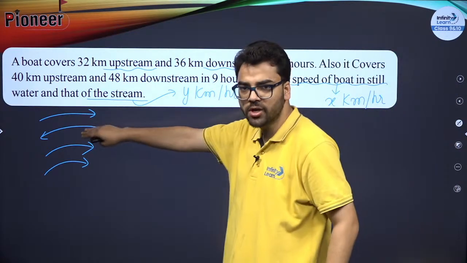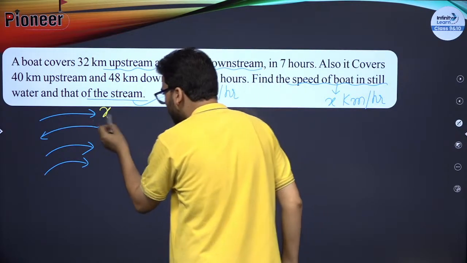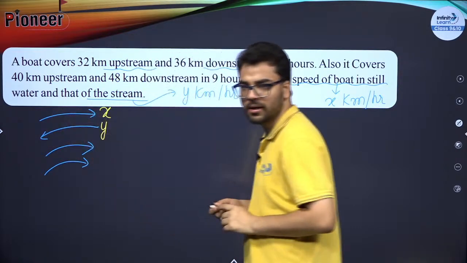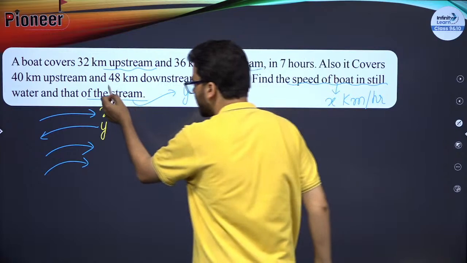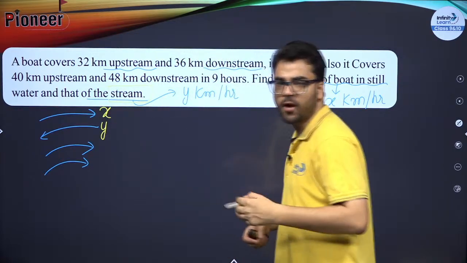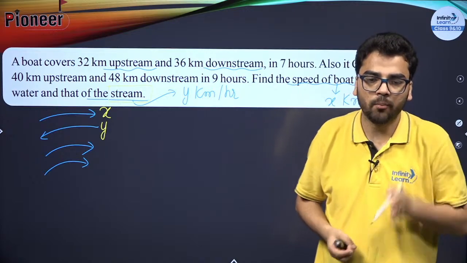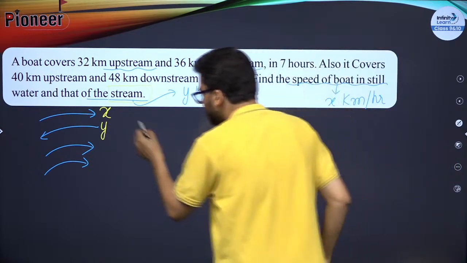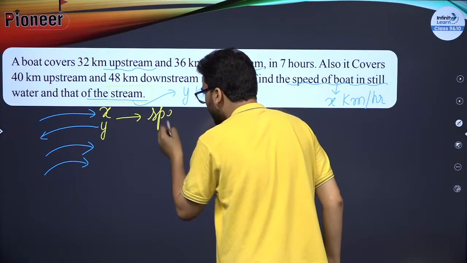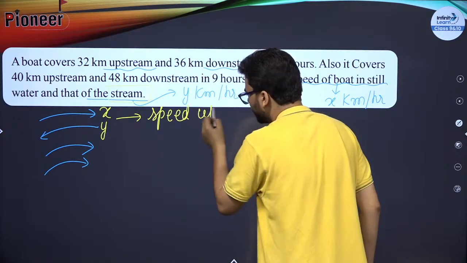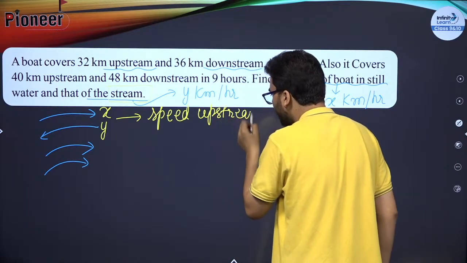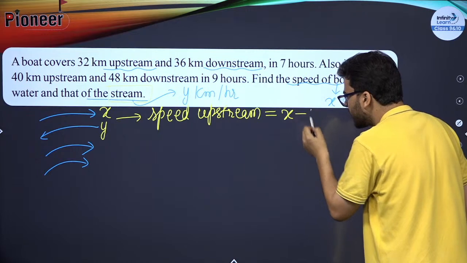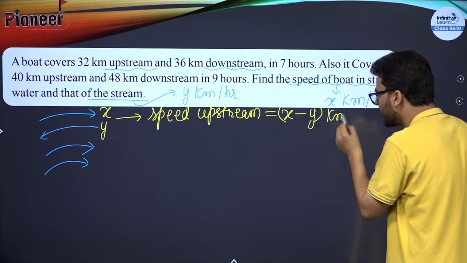This is upstream motion. So the speed of the boat is x km per hour in this direction, and the speed of the water is y km per hour in this direction. The speed of the stream, this is water only, speed of water or stream you may call. So what is the net speed of the boat? The boat is in this direction with x speed, water is in this direction with y speed. So the net speed upstream will be what? It will be the normal speed of the boat in still water, that is x, minus the speed of the stream. Correct or not? x minus y km per hour.